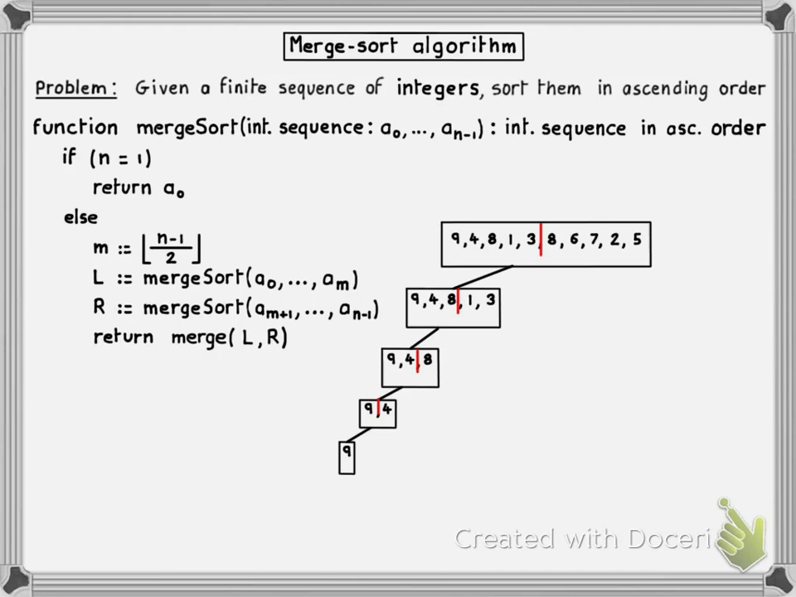Now in this recursive call, n is equal to 1. Therefore, we're going to hit the base case and this recursive call is going to return the only element in the sequence, that is 9. And I'm going to indicate the return value of the merge sort algorithm on the second line here in the box. So this recursive call returns 9.